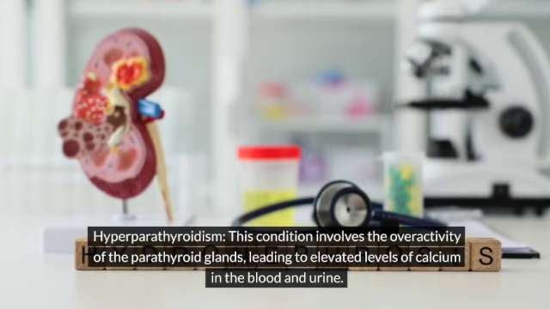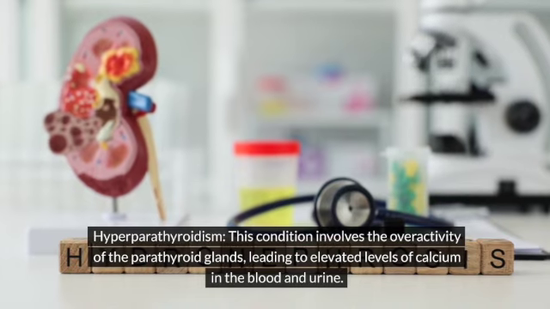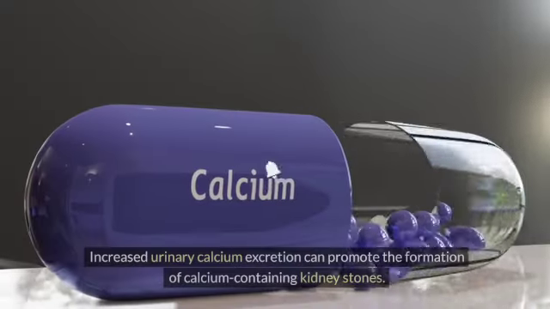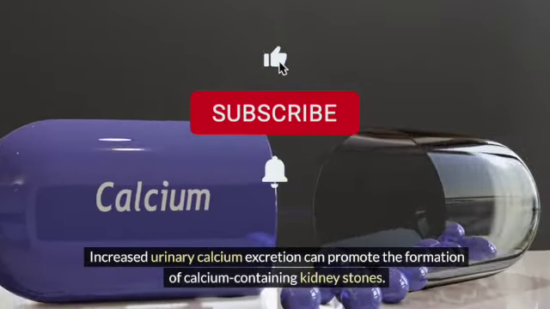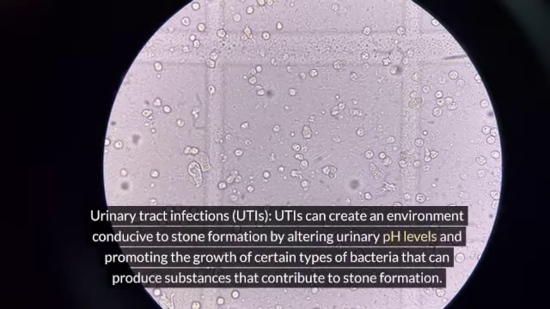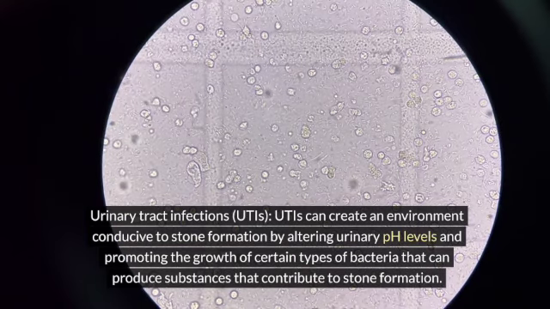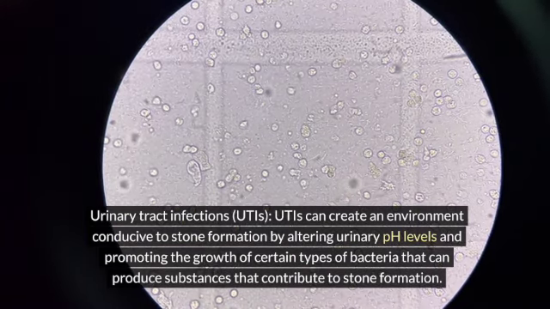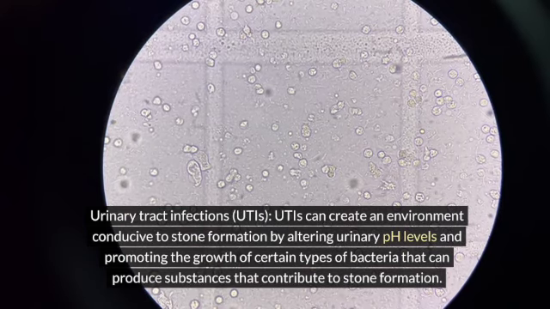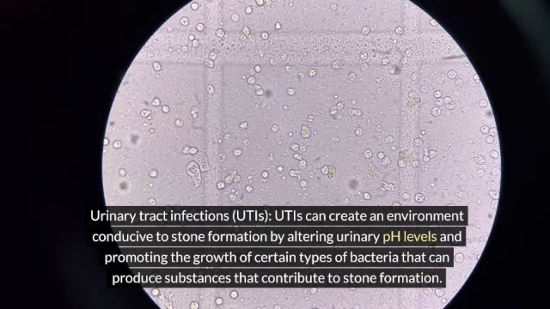This condition involves the overactivity of the parathyroid glands, leading to elevated levels of calcium in the blood and urine. Increased urinary calcium excretion can promote the formation of calcium-containing kidney stones. Urinary tract infections, UTIs. UTIs can create an environment conducive to stone formation by altering urinary pH levels and promoting the growth of certain types of bacteria that can produce substances that contribute to stone formation.